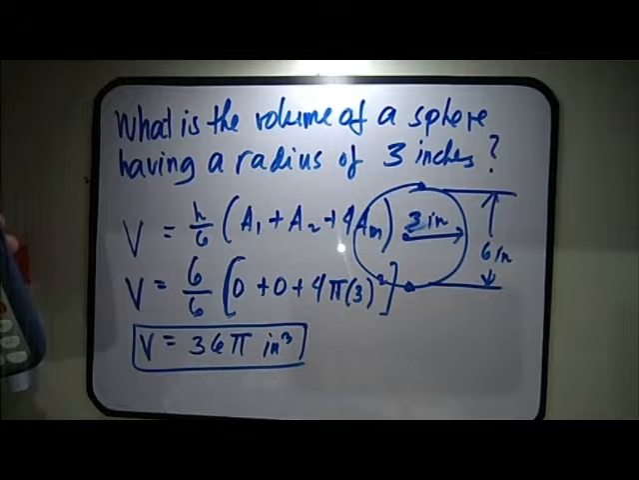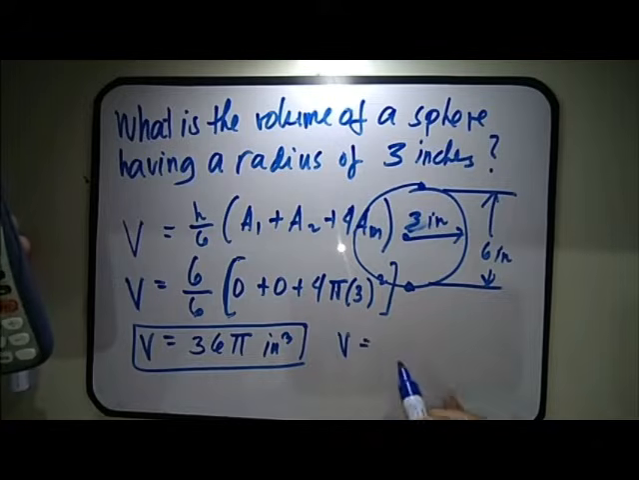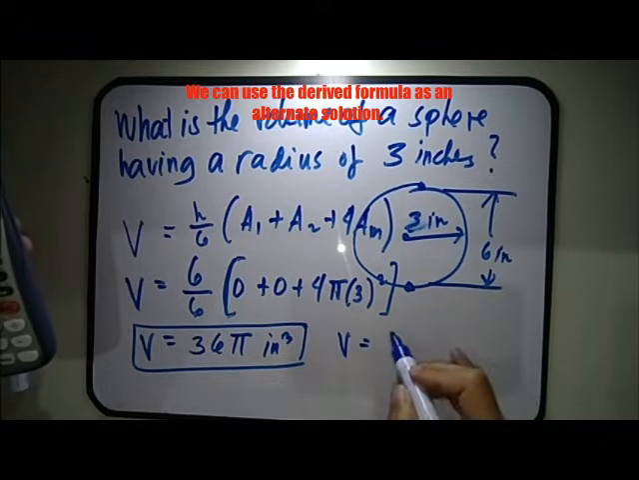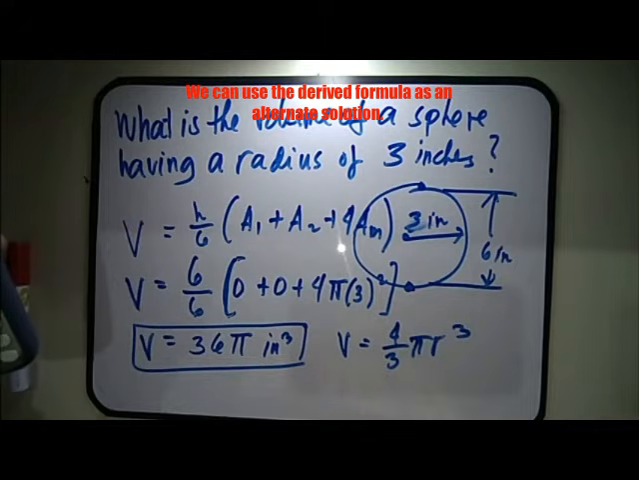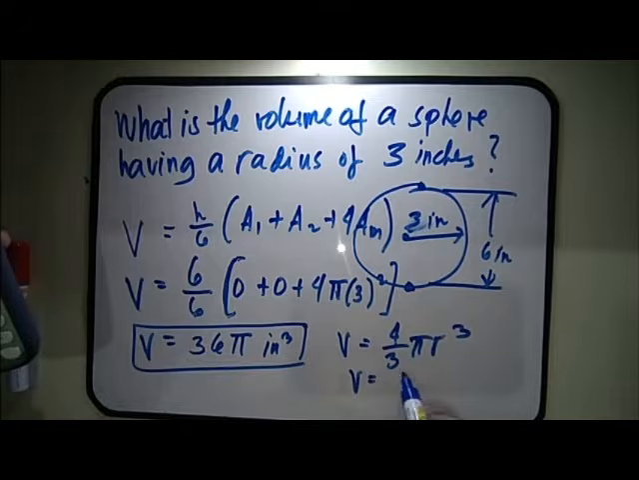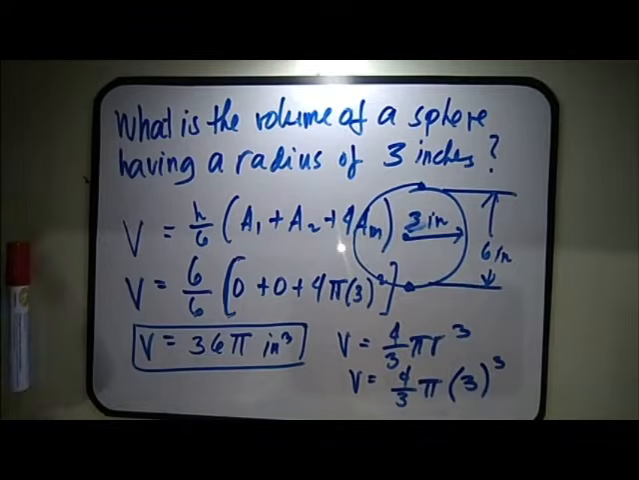So, as an alternate solution, the formula that we derived earlier is 4/3 pi r cubed. So, we have volume equals 4/3 pi, where r is 3. So, that is also equal to 36 pi cubic inches. So, let's proceed to our next problem.